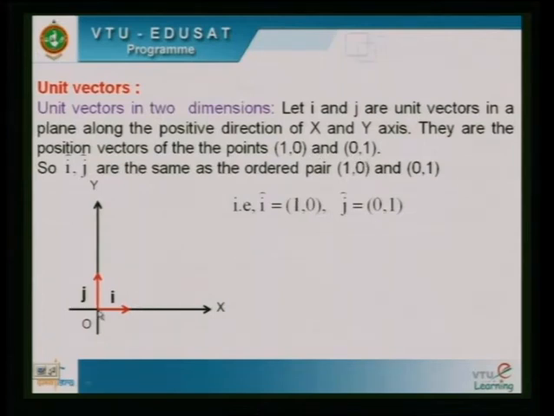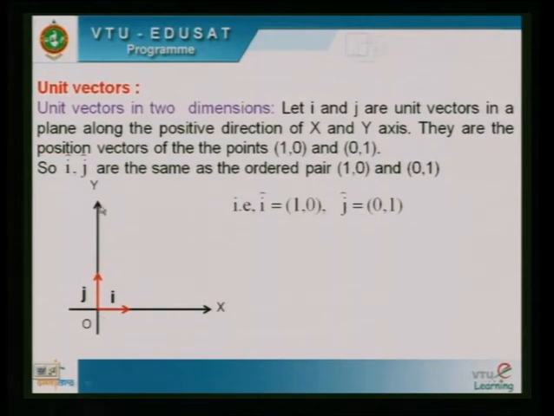So this is the origin O, the x axis and the y axis. You can take a point at this position, and you can find out the coordinates of this point. Now, I want to take this red line as one unit. The y coordinate on the x axis is 0, so this can be written as (1, 0).